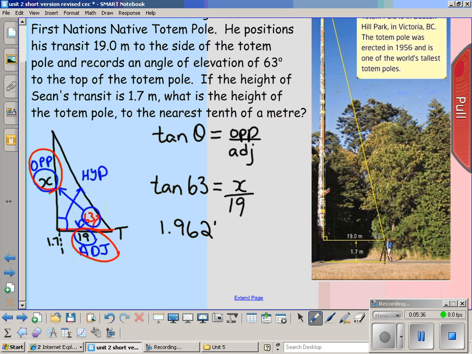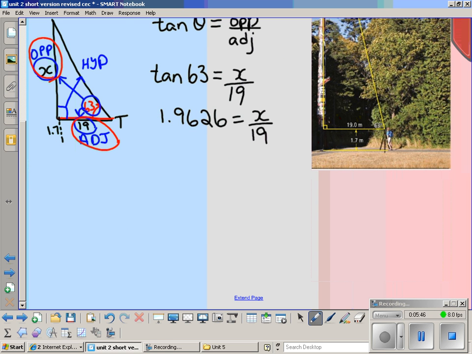Either way, you get 1.9626 equals x over 19. And now we have a linear equation to solve. We want to eliminate the fraction, so we multiply both sides by the denominator. So we have 19 times 1.9626 is 37.2894 equals, the 19s cancel out, and we have equals x.